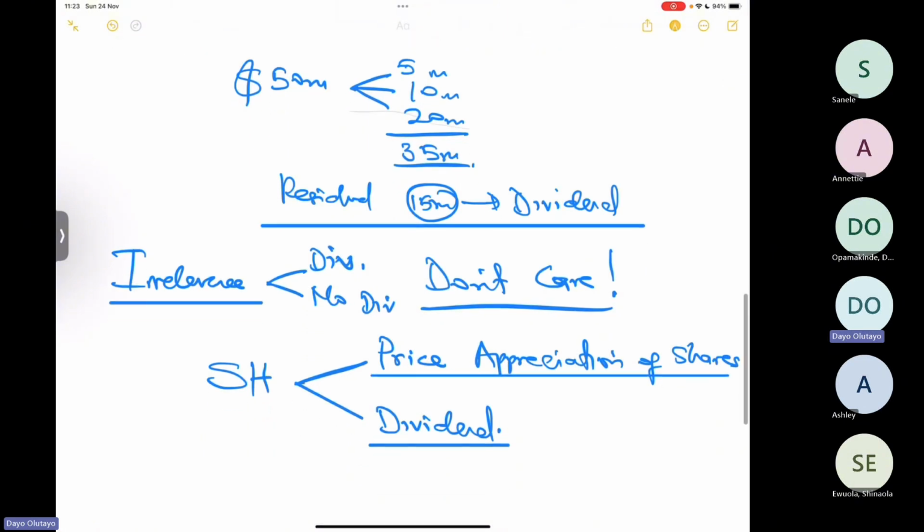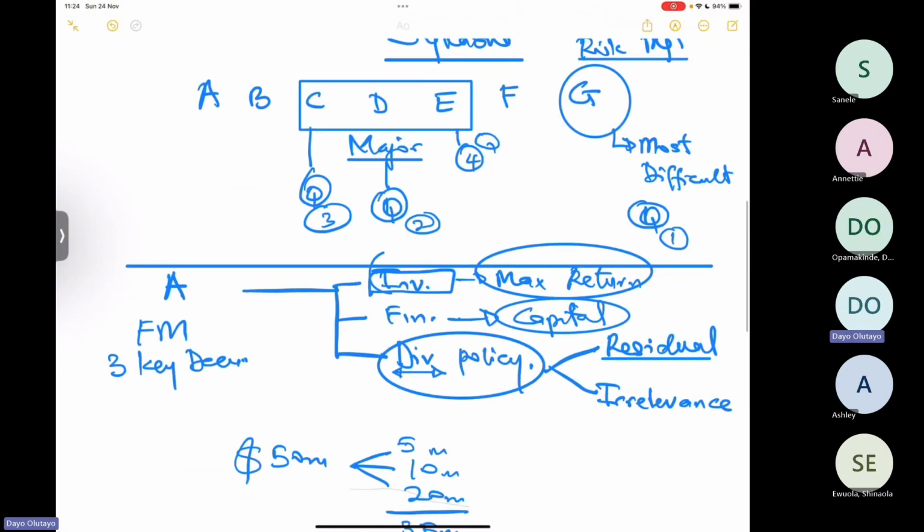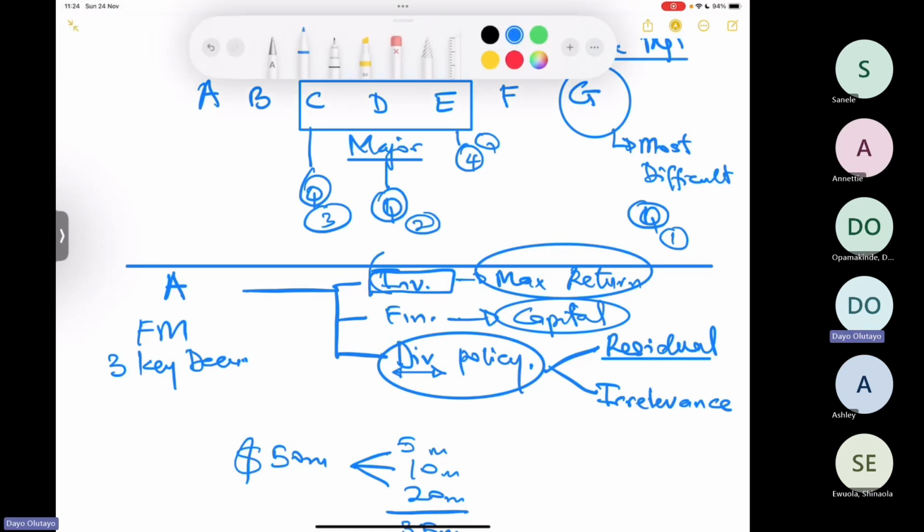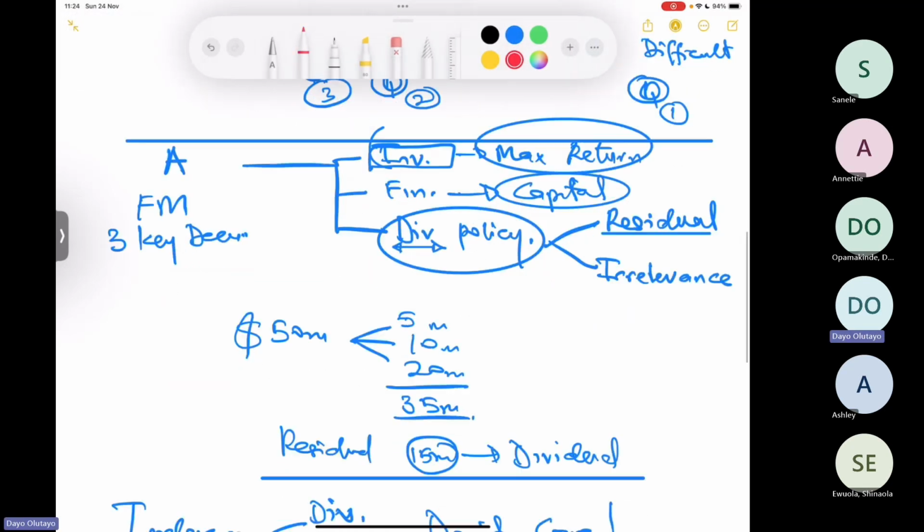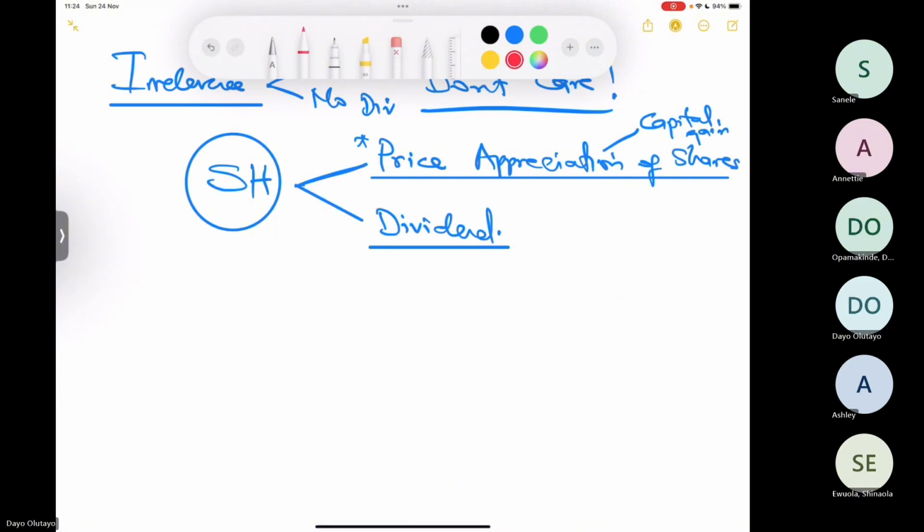So it's either coming from dividend income or capital gains. This is capital gains from shares. They can sell their shares and still make return from capital gains. That is why this theory believes that shareholders don't care whether you pay dividend or not, because they have an alternative way of creating wealth. Those are the three key decisions that you must remember. This is very popular in section A of your paper.